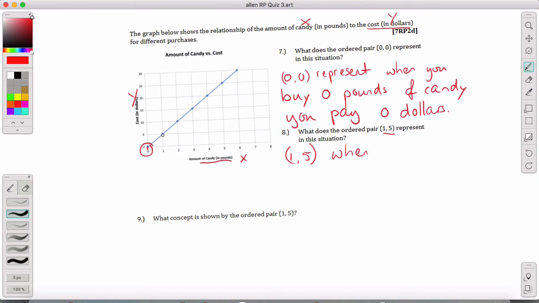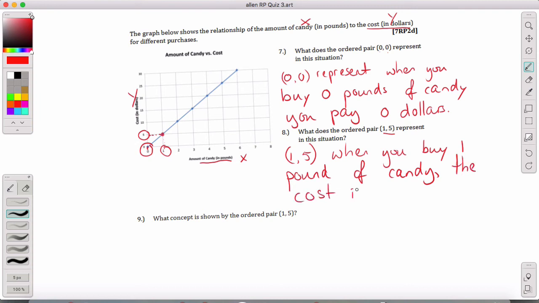so that would be 1, 5, that's this point right here. When the X is 1, meaning when you buy 1 pound of candy, comma, the cost is 5. Now it doesn't matter what the X is, it doesn't matter what the Y is, I just look at the labels and I can tell you what it means.